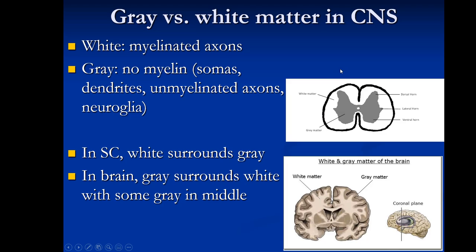What you're looking at in this picture is a cross-section of the spinal cord. So in the spinal cord, you have gray matter in the middle, white matter on the outside. And in the brain, it's a little bit different. You get gray matter on the outside, white matter in the middle, and then very deep in the middle, you get some more gray. So in the brain, it's gray, white, gray. In the spinal cord, outside to in, you get white, then gray.